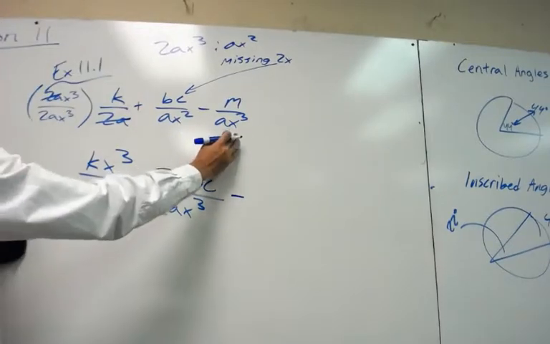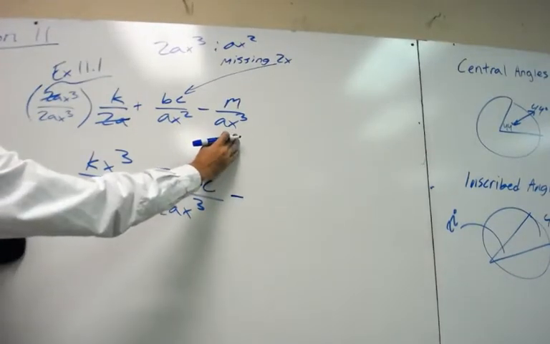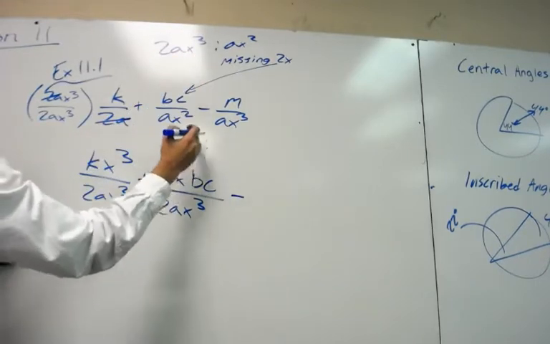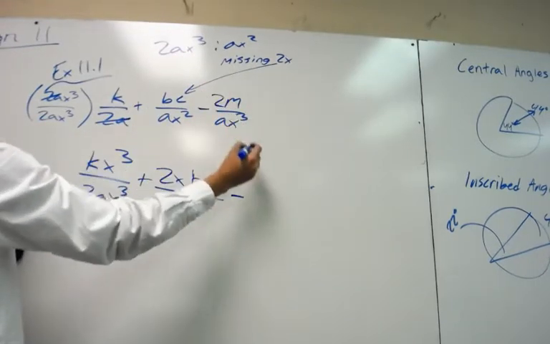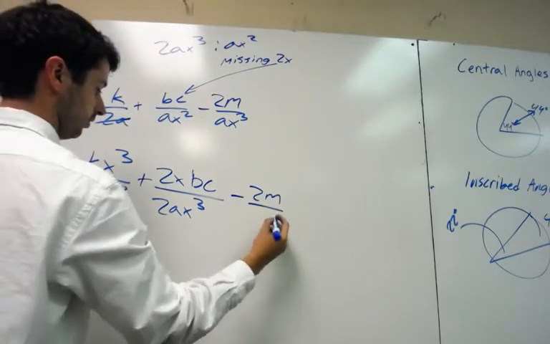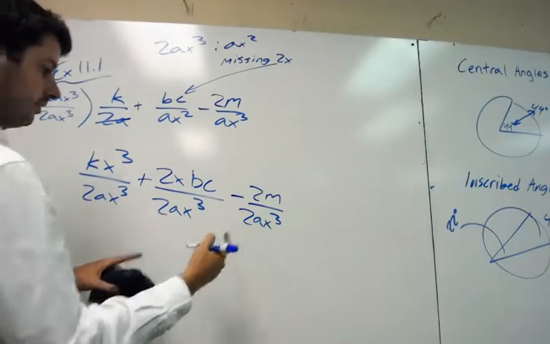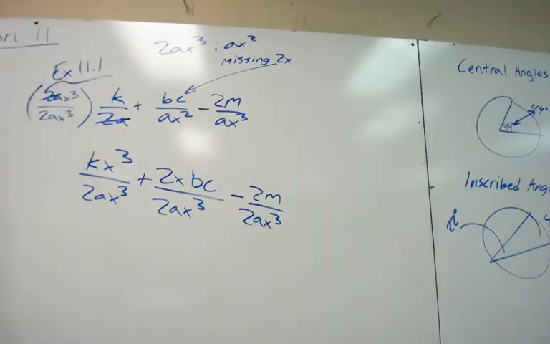This one has ax cubed, so this one is only missing the 2. So therefore, all I need to do is plug in a 2 up here. So 2m over 2ax cubed. Now we have our common denominator, least common denominator, and we can add what is in the numerator.